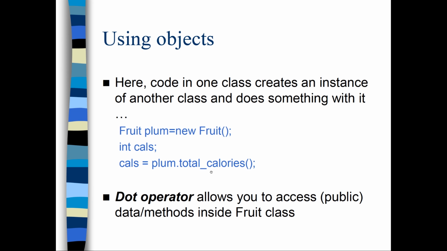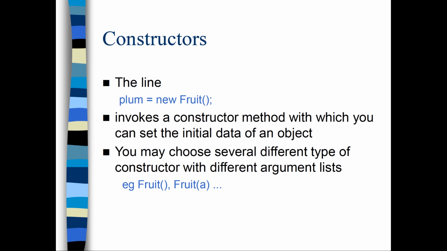And we are declaring a new variable over here, and whatever methods we want to access inside this class, as usual we access them using the dot operator. The dot operator allows you to access the public data and methods inside the fruit class, and not the private or protected ones. Protected comes into the picture when we learn inheritance concepts.